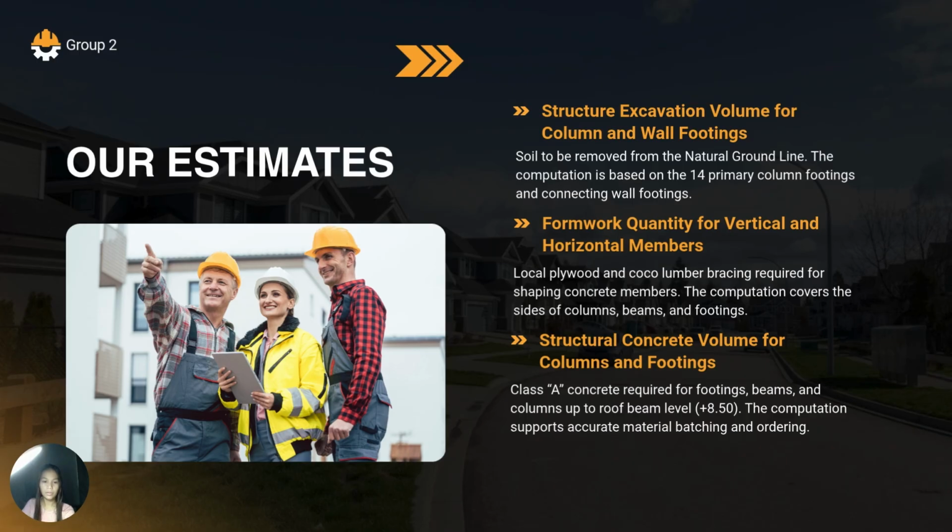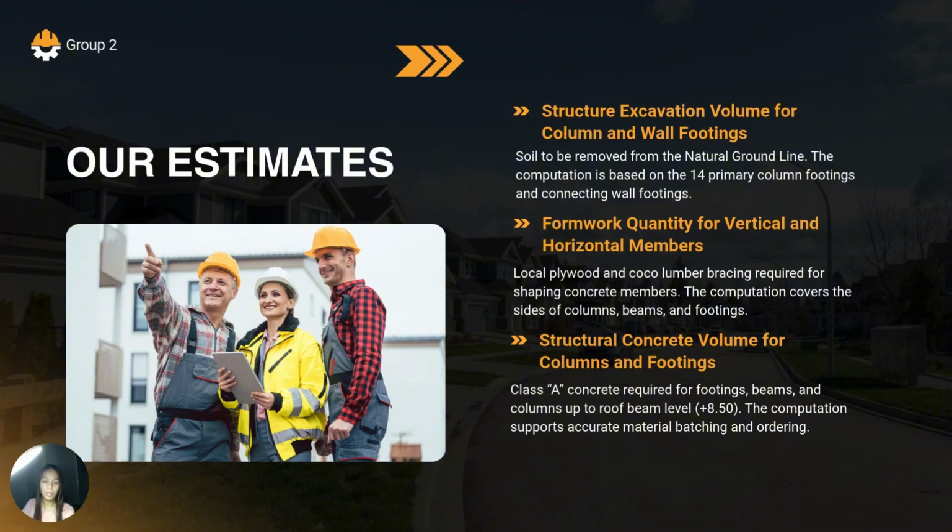For our estimates, we first computed the structure excavation volume for the column and wall footings. This computation determines the amount of soil to be removed from the natural ground line in preparation for the foundation works. The estimate is based on the 14 primary column footings together with the connecting wall footings.